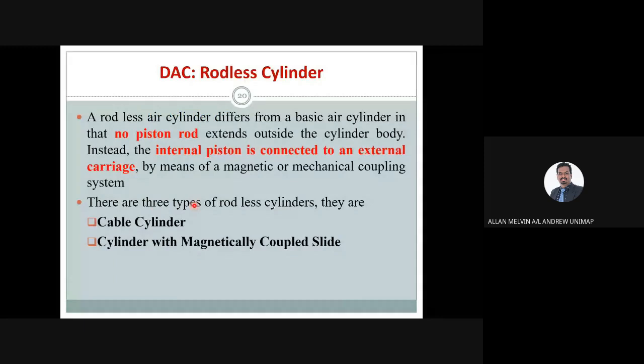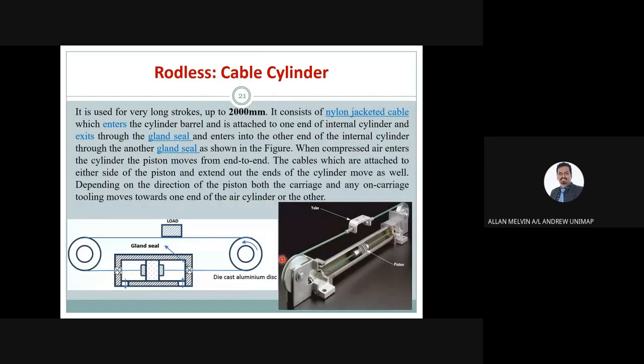Actually there are two, so it's not three. So it's two types of rodless cylinder. The first one is the cable cylinder, and the second type is the cable with magnetically coupled slide. You can look here, this is the cable type. It can go up to 2 meters also. Very long stroke.